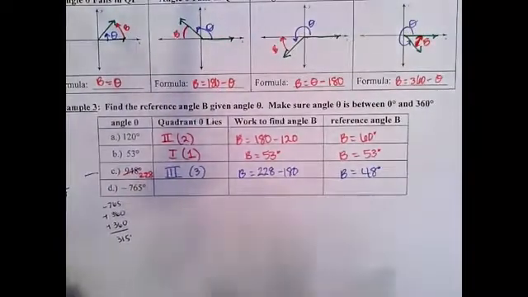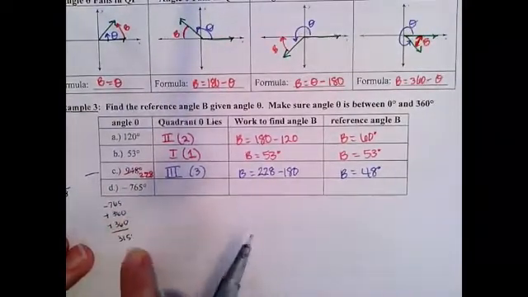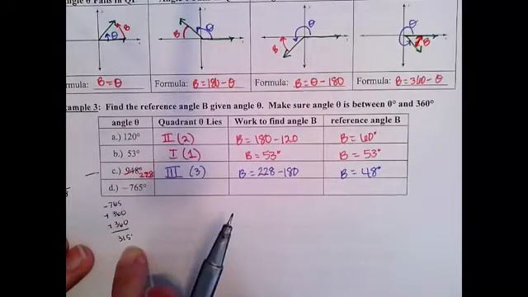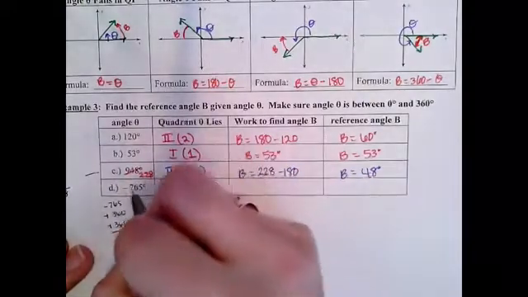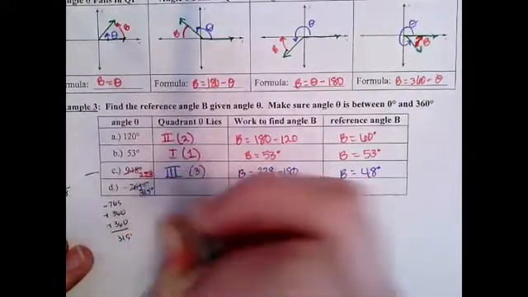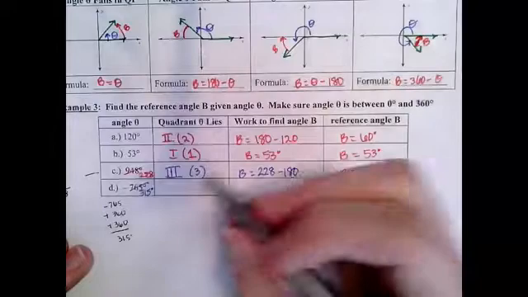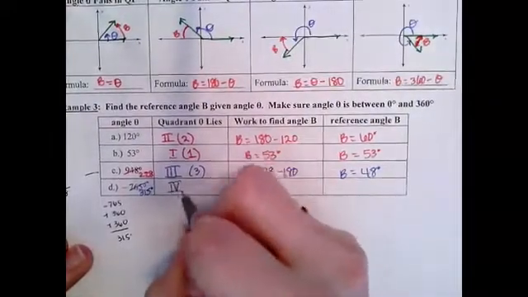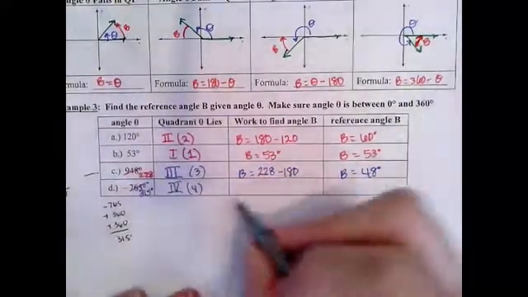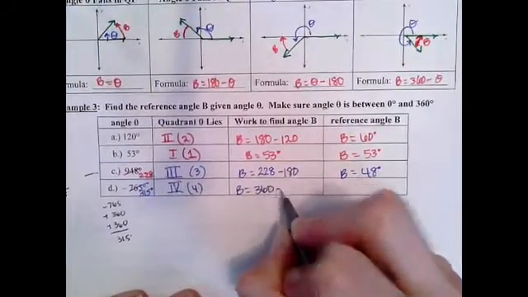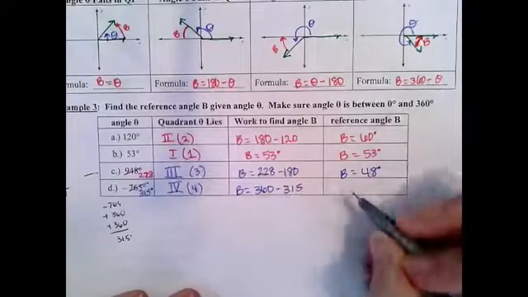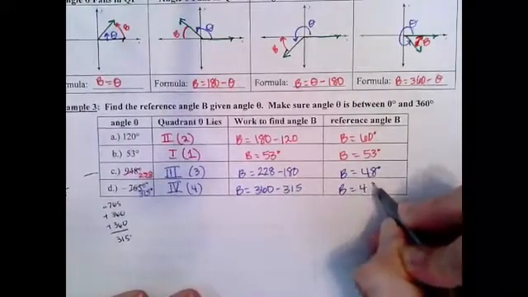D, you have a negative, so you're going to be adding 360s to it to get yourself an angle between 0 and 360. I added 2 360s to get myself 315, so you can think of this as 315 degrees. That's going to lie in quadrant 4. Did you guys notice I tried to give you one of each quadrant so you would have an example? And then you would do 360 minus 315, and you get 45 degrees.